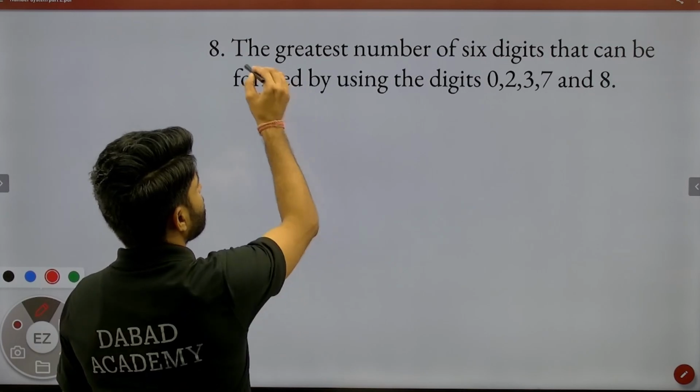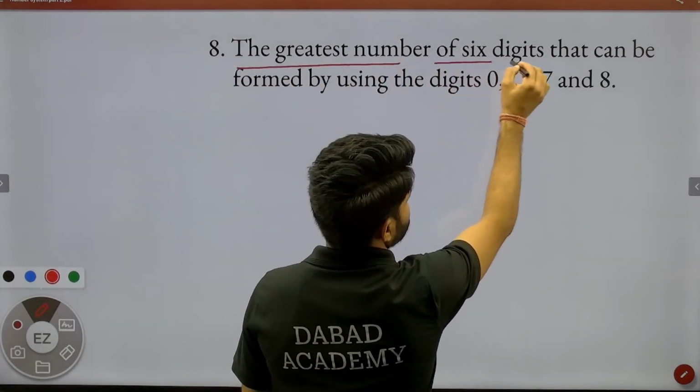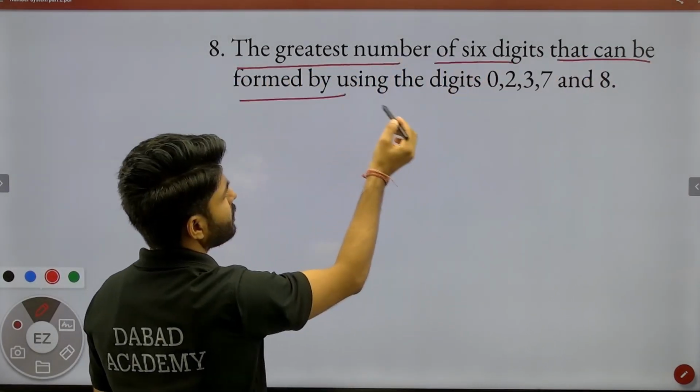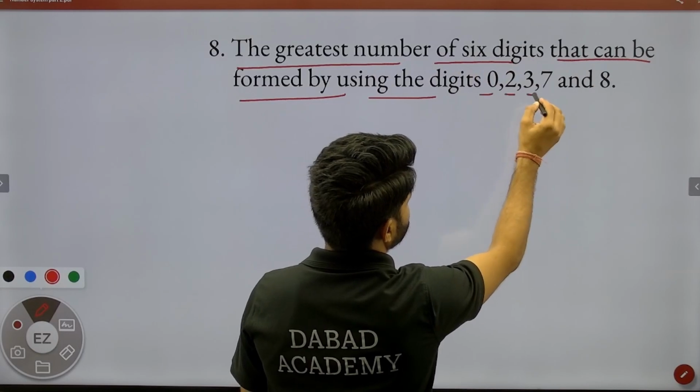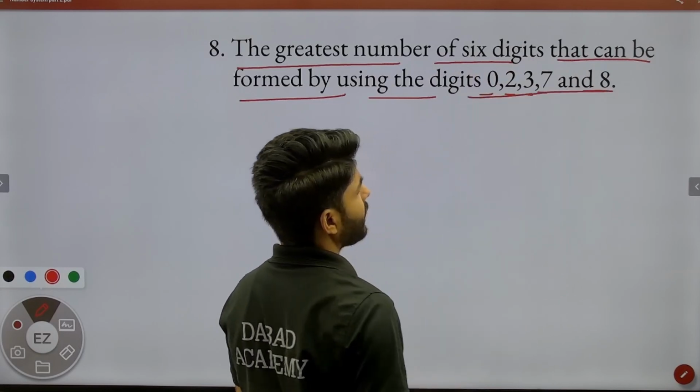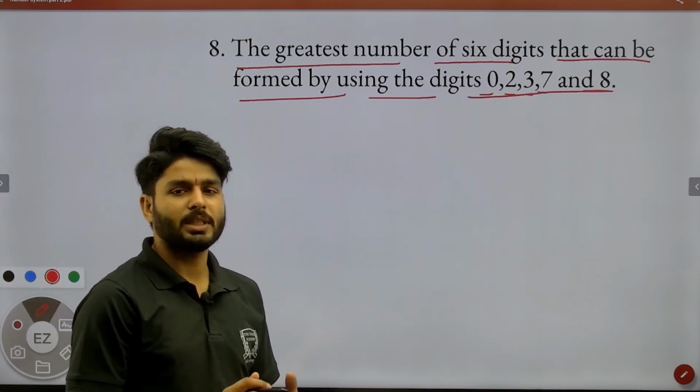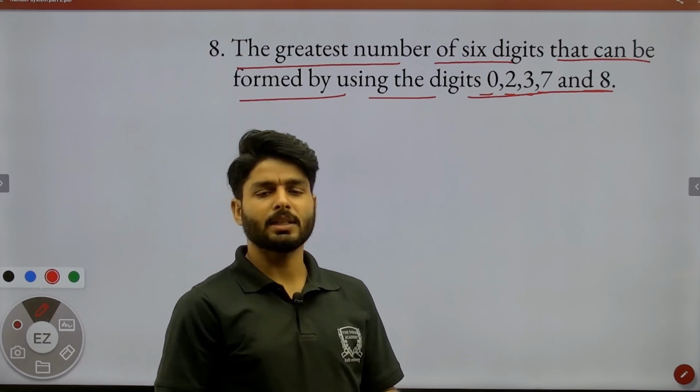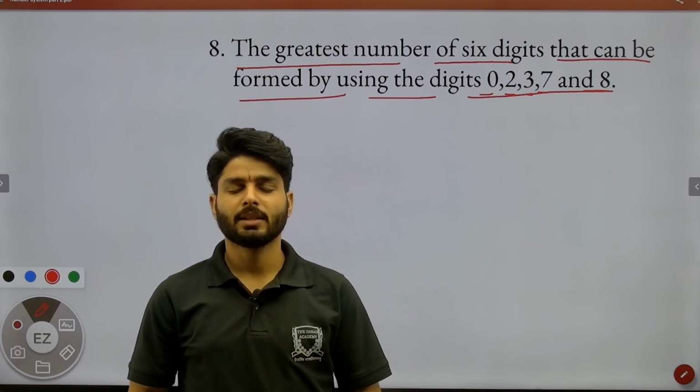The greatest number of 6 digits that can be formed by using the digits 0, 2, 3, 7 and 8. We have to find the greatest 6 digit number. If it simply asks what is the greatest 6 digit number, we can easily write 6 times of 9.